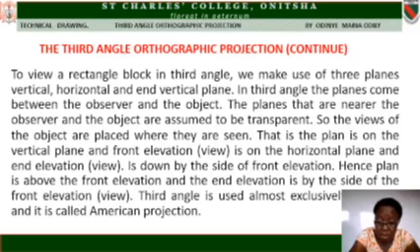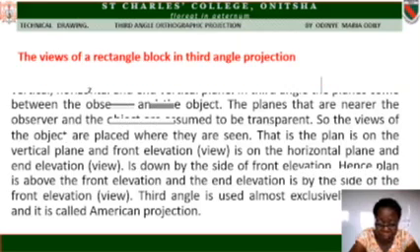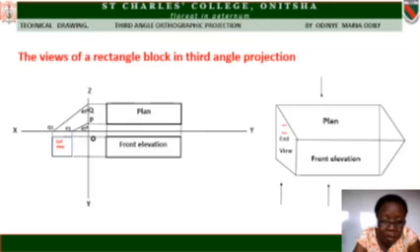Remember, in first angle, elevation is on the vertical plane, plan is on the horizontal plane. So note the difference, because when you are given a question, you will not be told third or first angle, you will be given only the symbol. Third angle is used almost exclusively in the USA, and it is called American projection. Let's go into the views of a rectangle block in third angle projection.